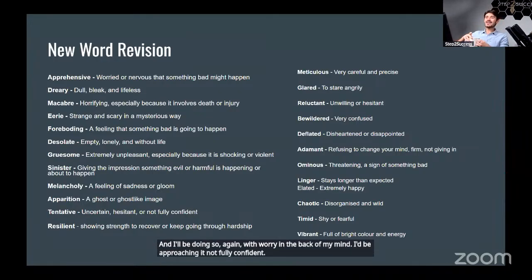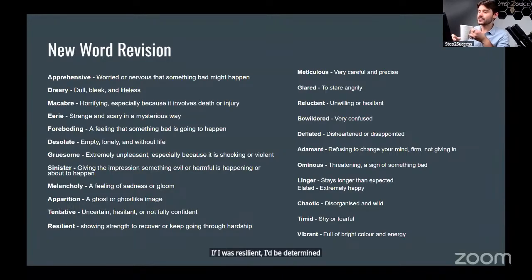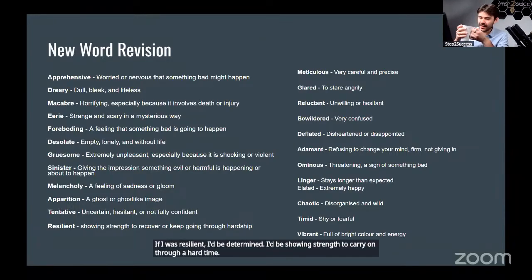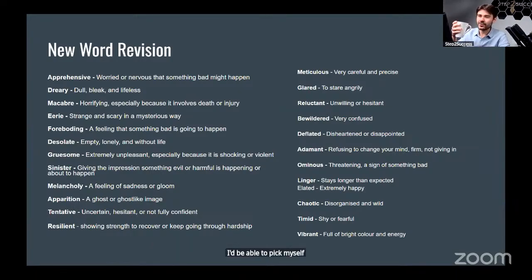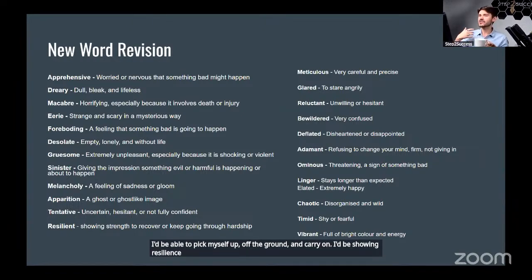If I was resilient, I'd be determined. I'd be showing strength to carry on through a hard time. I'd be able to pick myself up off the ground and carry on. I'd be showing resilience, or if I was to use it in an adjective form, a describing word, I could say that I am resilient.